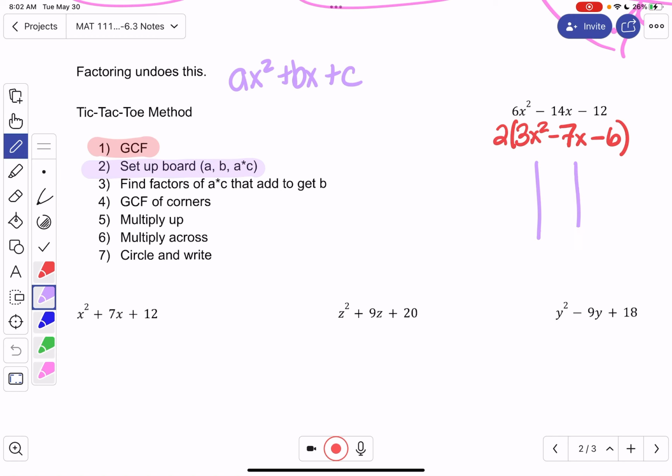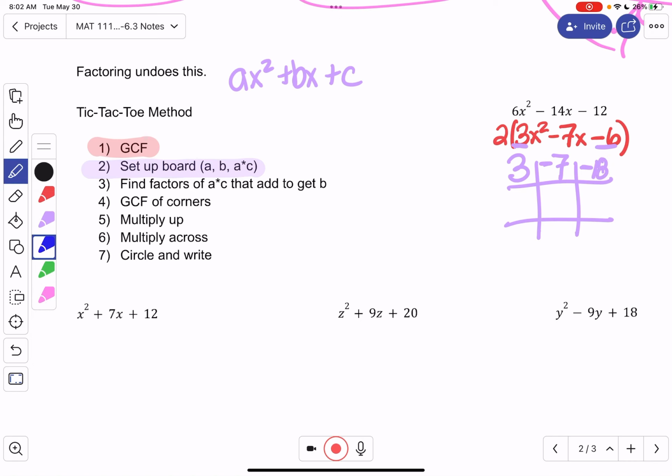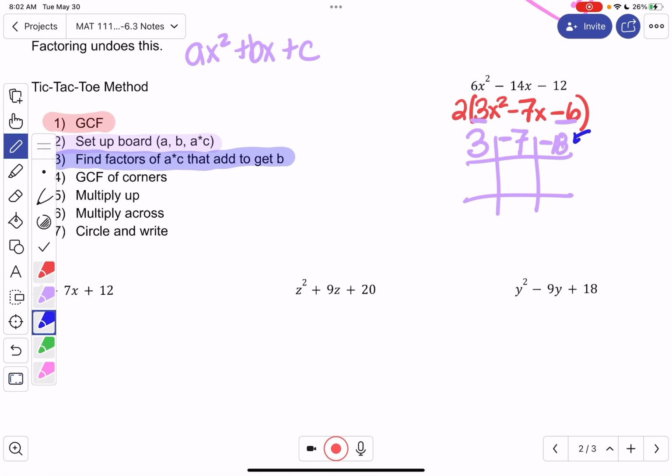When we set up our board, across the top we put A, so in this case it's 3. Then we put B, in this case it's -7. And then in the top right we do A times C. So 3 times -6 is -18. Then we find the factors of A times C that add up to get B. So the factors of -18 are -1 and 18, or 1 and -18, -2 and 9, or 2 and -9, -3 and 6, or 3 and -6. All of those pairs will multiply together to get us -18. Only this pair will add to get -7.